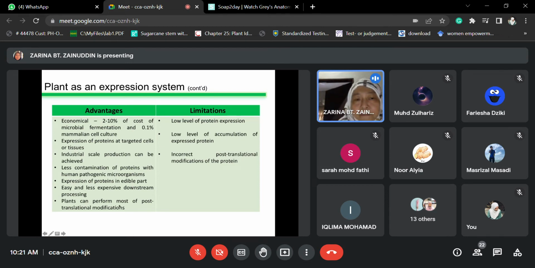most importantly, plants can perform the correct post-translational modification, because like I said previously, some protein require to be active, it requires some modification towards the protein. So this can happen in plant because plant can perform most of post-translational modification.